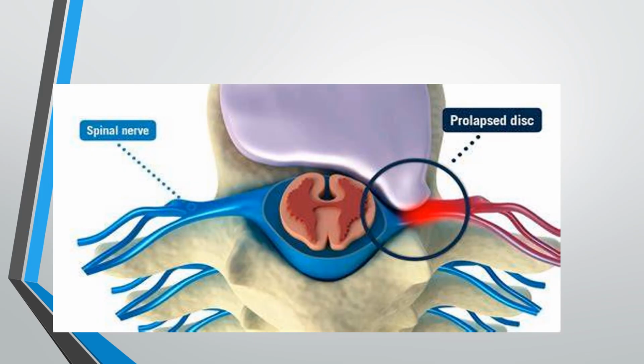This diagram shows a typical presentation of the lumbar disc herniation. So this is a prolapsed disc. You can see here as it moves, and this is a spinal nerve root that exits the spinal canal.